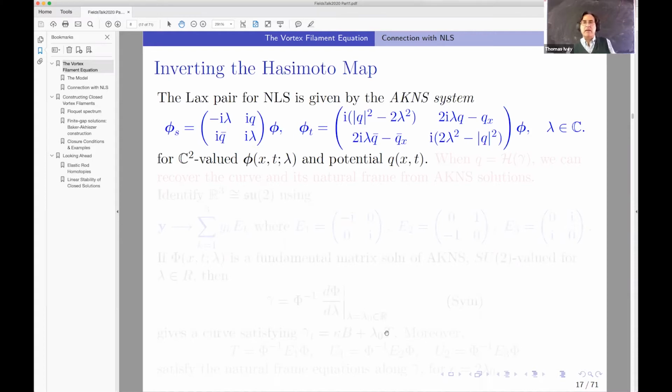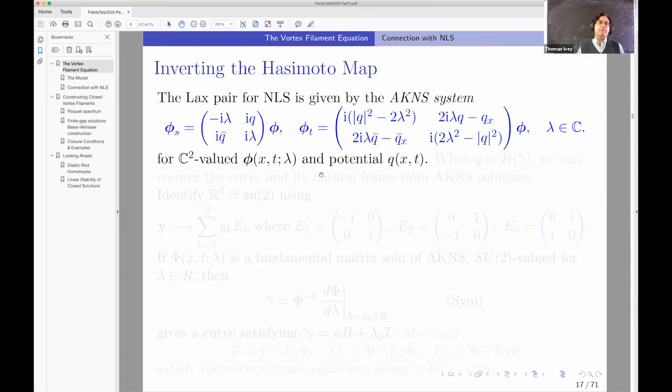And the way that's done is through the mechanism of the AKNS system, Ablowitz, Kaup, Newell, and Segur, also known as the Zakharov-Shabat system, in the Russian school. So this is equivalent to the Lax pair. The nonlinear Schrödinger equation is an integrable PDE, and so it's got all the wonderful things about integrability, including inverse scattering, and that's mediated through the Lax pair.